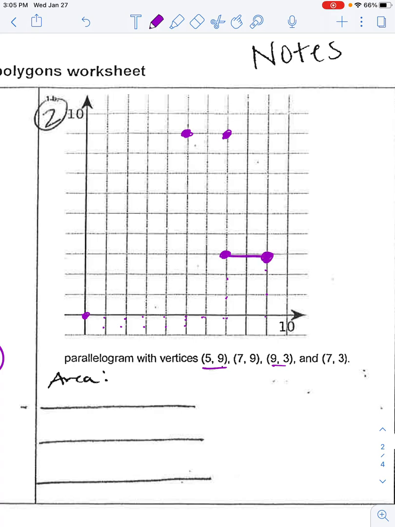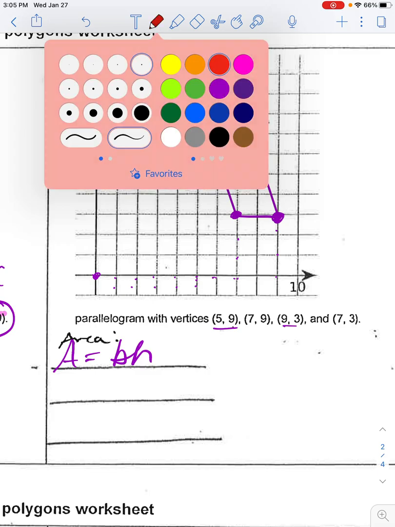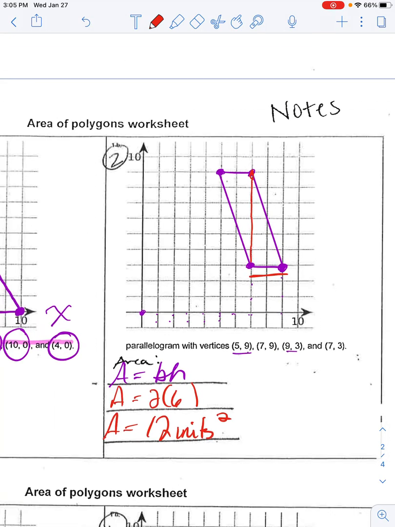Okay, let's connect our dots. Okay, parallelogram. Area is base times height. Base, 2. Height, again, guys, go from the point straight down. 1, 2, 3, 4, 5, 6. So the area is 12 units squared.